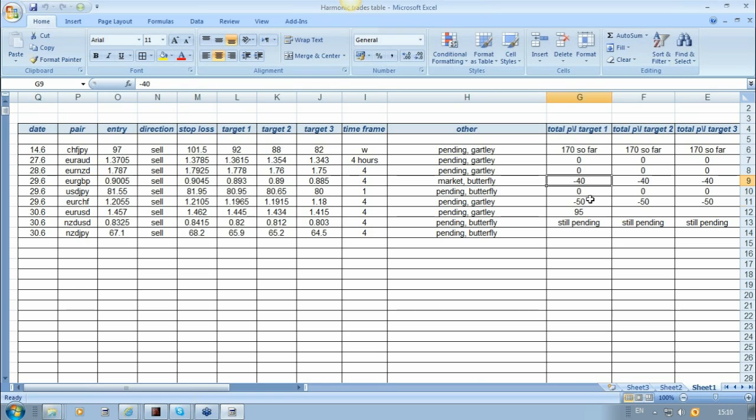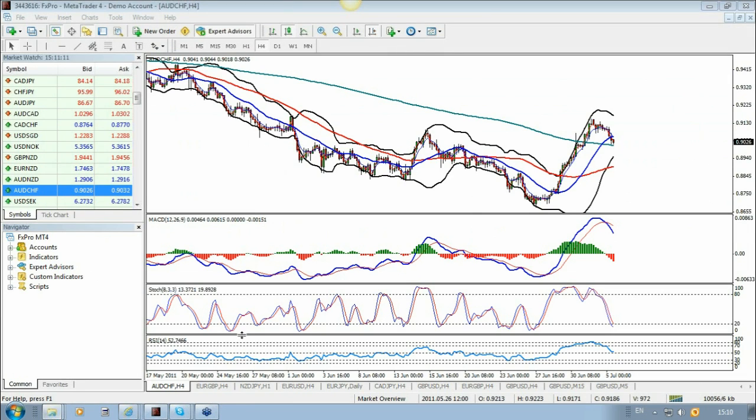Previous week we had minus and minus, Euro British Pound, Euro Franc. Now we have Euro Dollar reached target. Today I updated it. We have New Zealandian Yen running, and we have New Zealand Dollar still pending. Okay? And Swiss Yen still running. So it's all about statistics in this case. Okay?